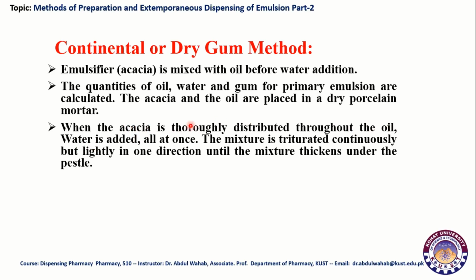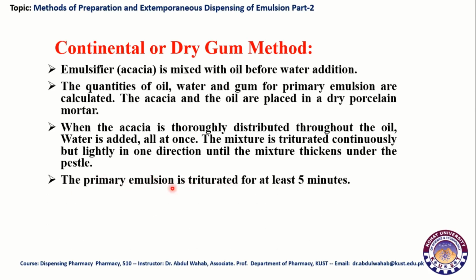Then after thorough distribution, what should be done? Water should be added all at once. The mixture is triturated continuously, but lightly, in one direction until the mixture thickens under the pestle. As we have discussed, on a small scale for the preparation of emulsion, we should use the porcelain mortar and pestle.